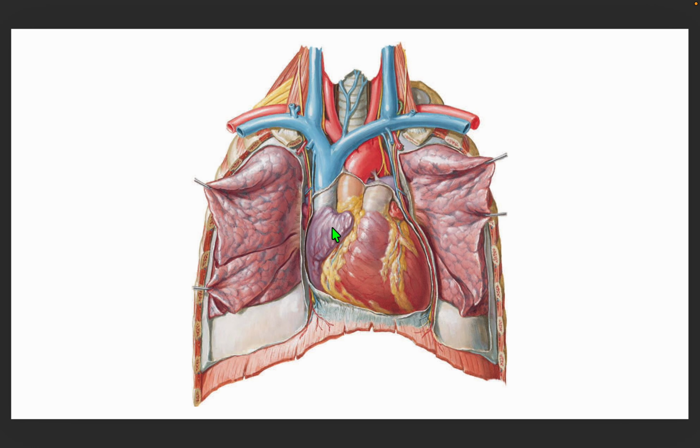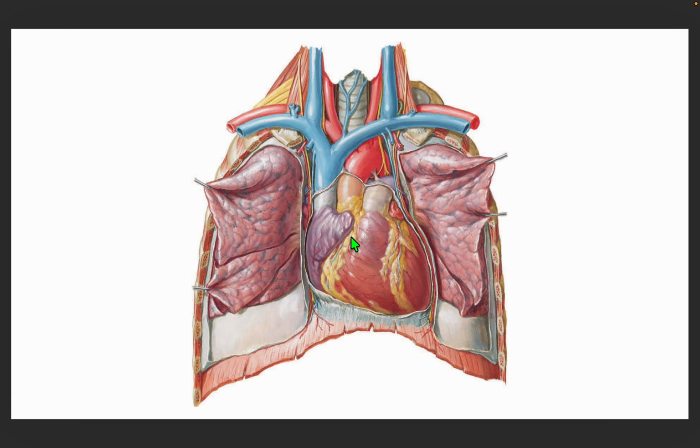The right atrium is a quadrilateral chamber. It is situated behind and to the right side of the right ventricle. This is the right ventricle, and the right atrium is located to the right side of it. From the right ventricle, it is separated by the right part of the atrioventricular groove. We can see the atrioventricular groove over here, which is filled by the epicardial fat.